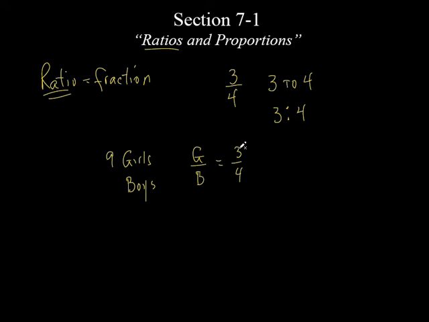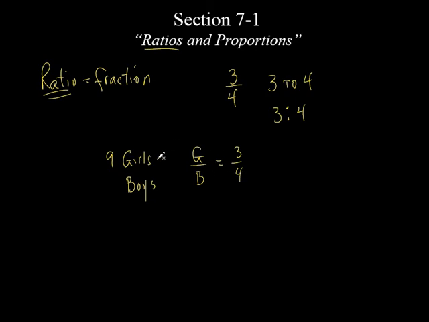If I had a class that had the ratio of girls to boys as 3 to 4, that means there's going to be more boys than there are girls. Just a little bit more boys than girls in the class. It doesn't necessarily mean you only have 3 girls in this one class and 4 boys in that same class. It just means for every 3 girls, there's going to be 4 boys.